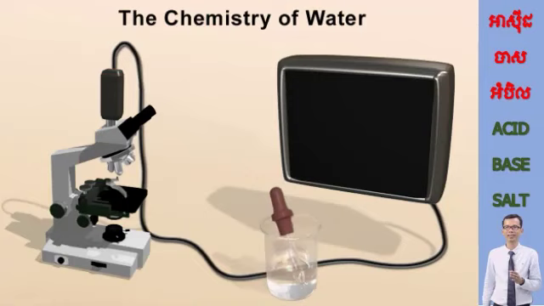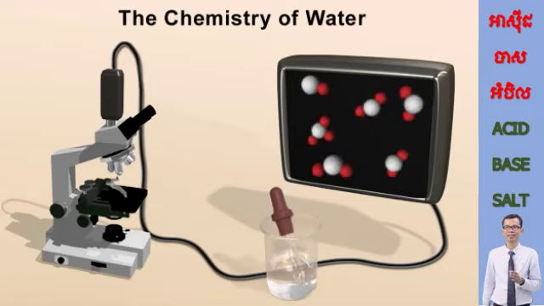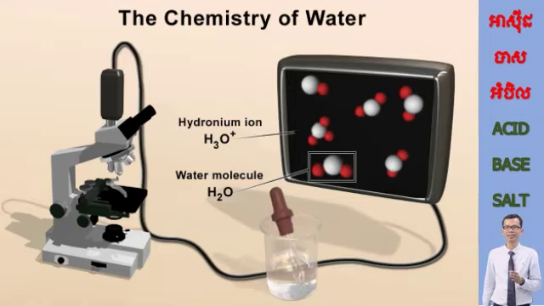Suppose a microscope was developed that could enlarge a drop of water to such a magnitude that the individual molecules were visible. Would you see that a sample of pure water contains only molecules of H2O? The answer is no, because pure water always contains small quantities of two other chemical species: positively charged hydronium ions, represented by the formula H3O+, and negatively charged hydroxide ions, represented by the formula OH-.